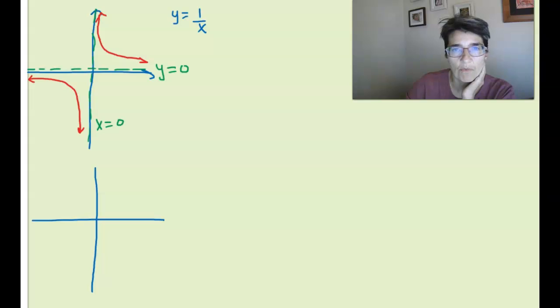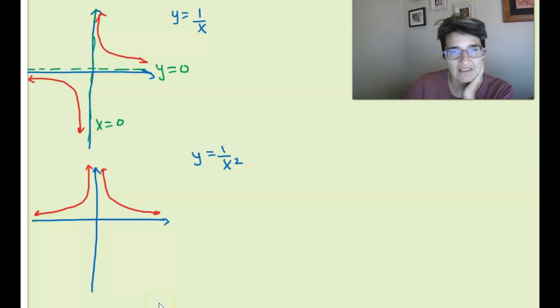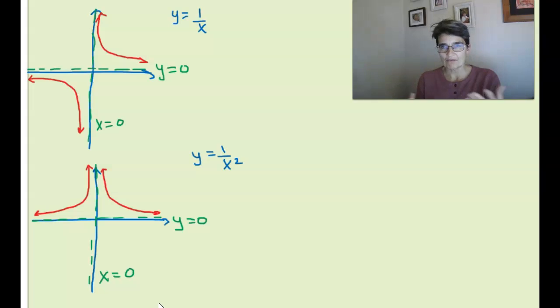And the basic 1 over x squared graph looks like this. It has that same look, but then on the other side it's a mirror image. It still has a horizontal asymptote at y equals 0 and a vertical asymptote at x equals 0. So when we're doing transformations, we want to start with these pictures in our minds and then move them, flip them, stretch them, all that good stuff.